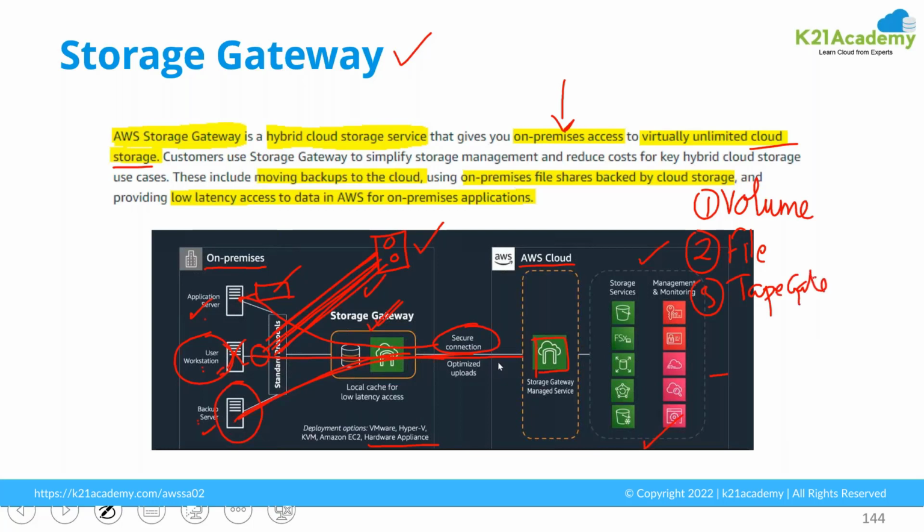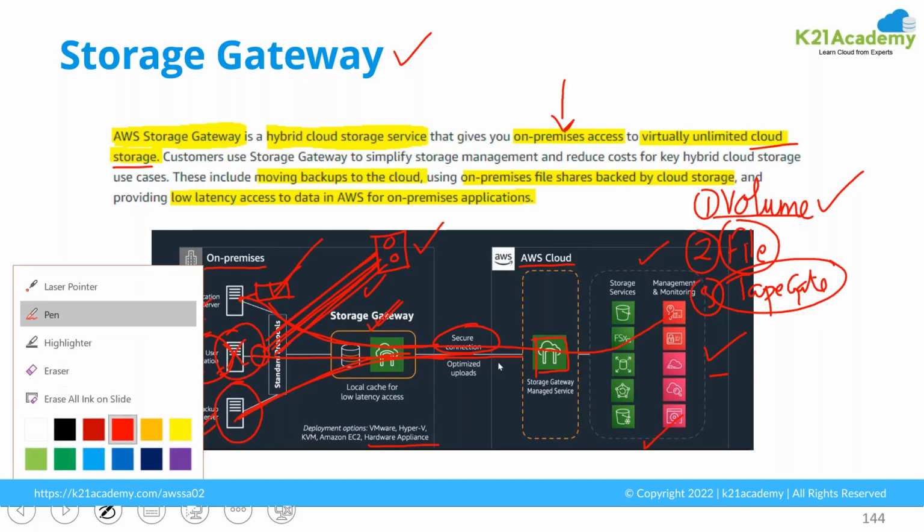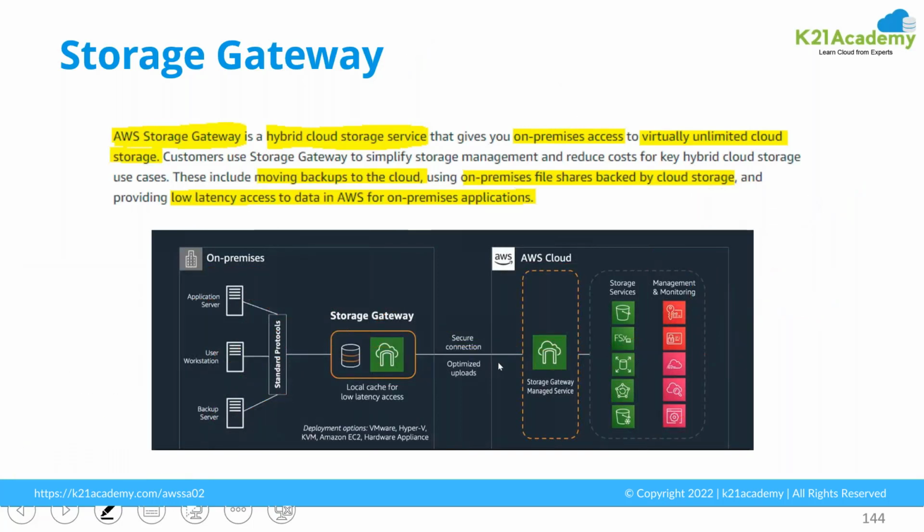So if it is the transactional data to be synced up to the cloud EBS and buckets, I have volume gateway. If it is shared location in on-premise to be synced with the shared location in AWS, create a file gateway. If it is backup, tape libraries, archival data, which is to be synced in the cloud, use the tape gateway. So these are the three storage gateways which actually help you to simplify the storage management and reduce the cost.